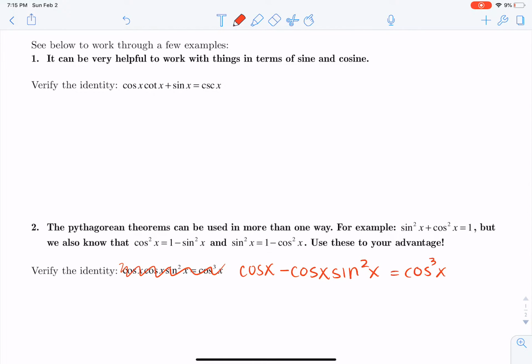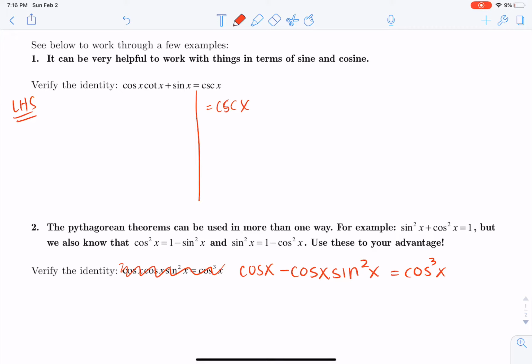It can be very helpful to work with things in terms of sine and cosine. So I'm just going to draw a vertical line here, and this is going to be equals cosecant x. And I'm going to mainly start working with the left-hand side of this equation because there's a lot more for me to work with there. So it's going to be a lot easier for me to make the left-hand side look like the right-hand side rather than trying to figure out how I can manipulate cosecant to make it look like the other side of the equal sign.